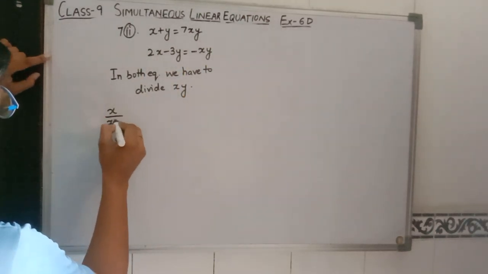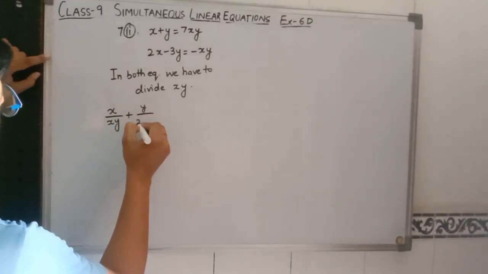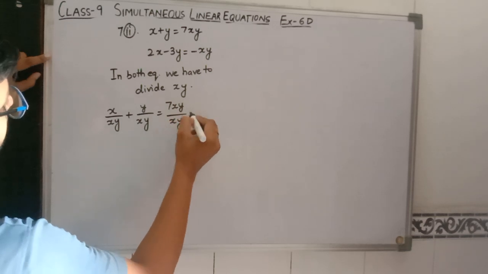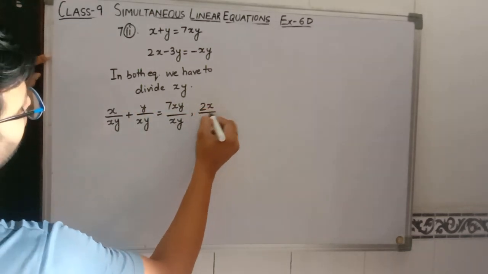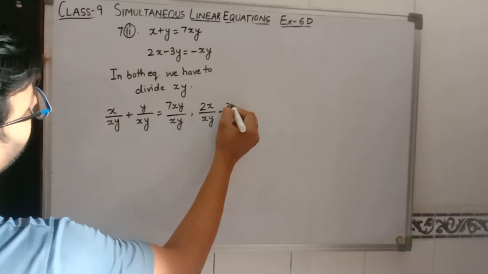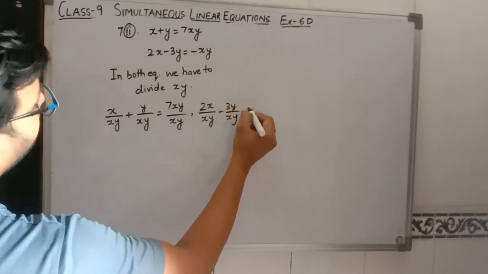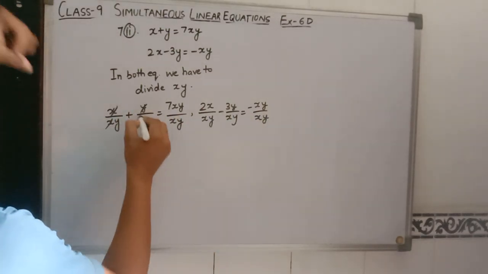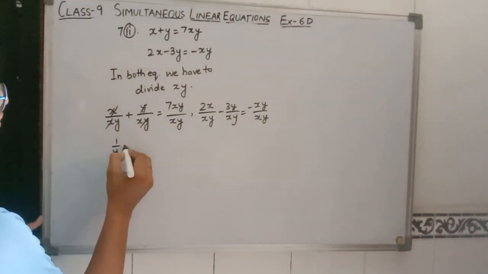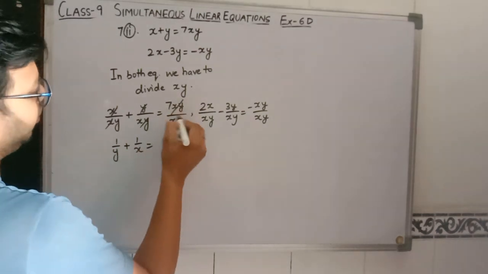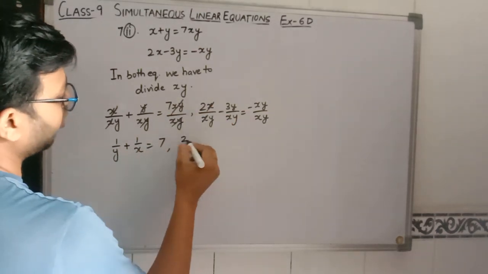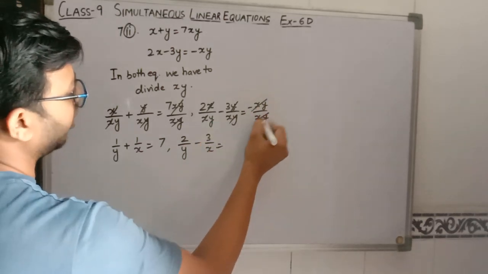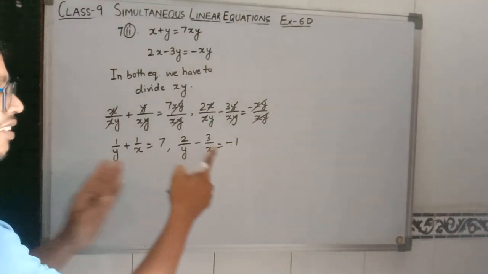So x upon xy plus y upon xy is equal to 7xy upon xy. This is the first equation. The second equation will become 2x upon xy minus 3y upon xy is equal to minus xy upon xy. Now here x will be cancelled, y will be cancelled. So 1 upon y plus 1 upon x is equal to 7. The second equation will become 2 upon y minus 3 upon x is equal to, xy will be cancelled, so minus 1. So these are the two equations.